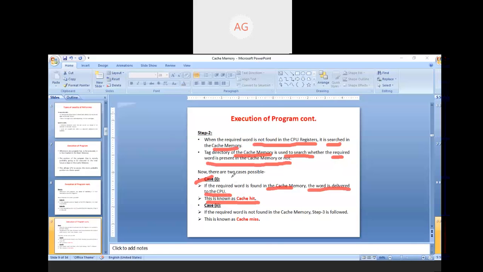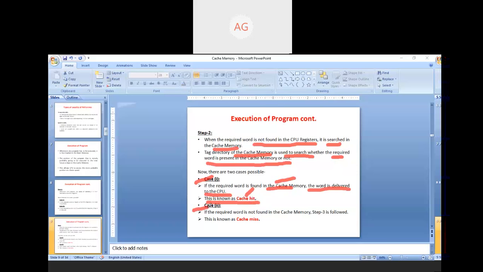So basically there are two possibilities here. If the required word is found in the cache memory, the word is delivered to the CPU. This is known as cache hit, because the word we are looking for is present in the cache memory. That's why it is called a cache hit.